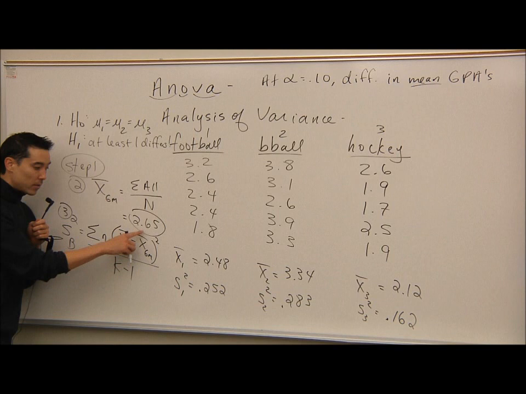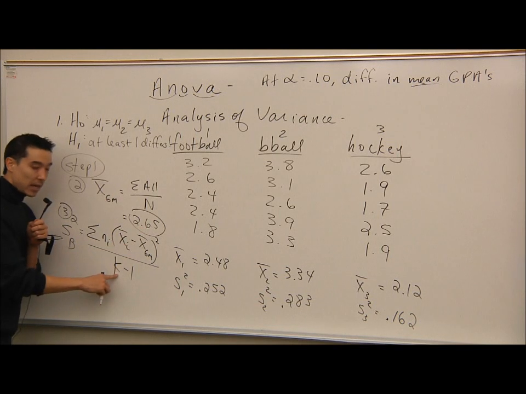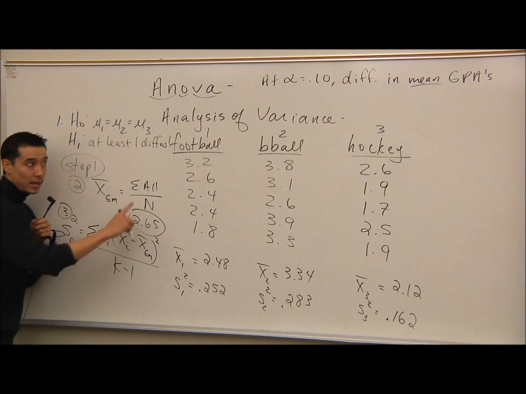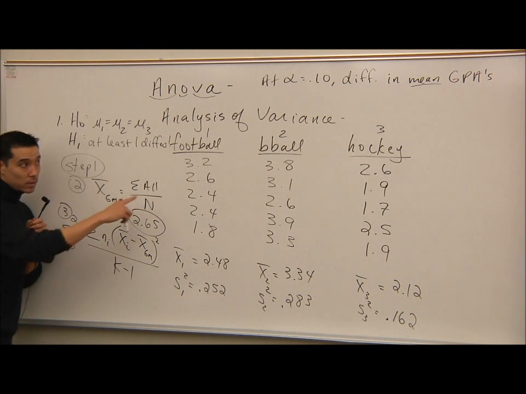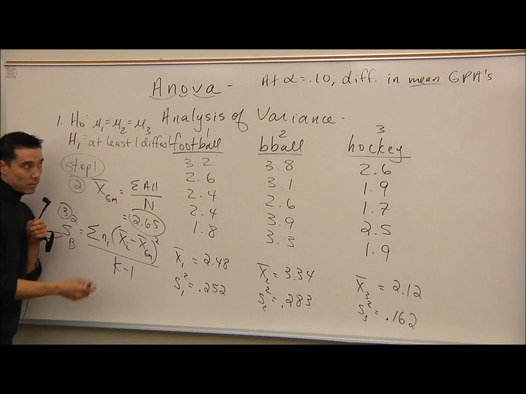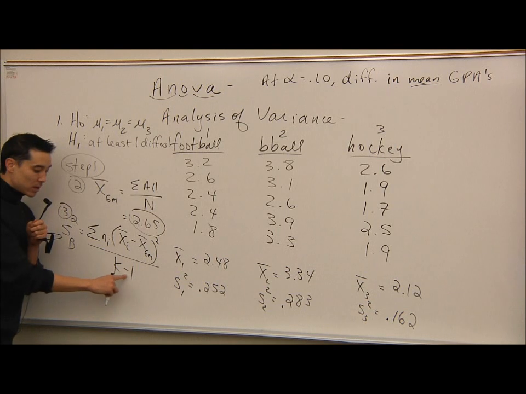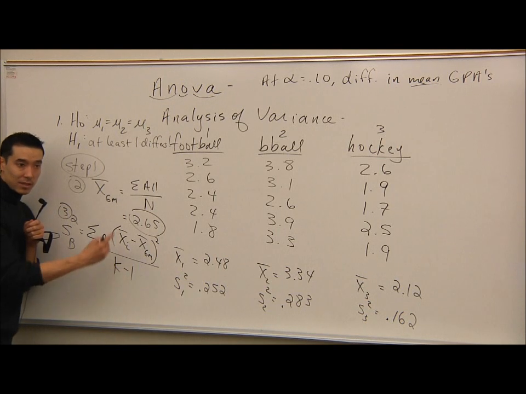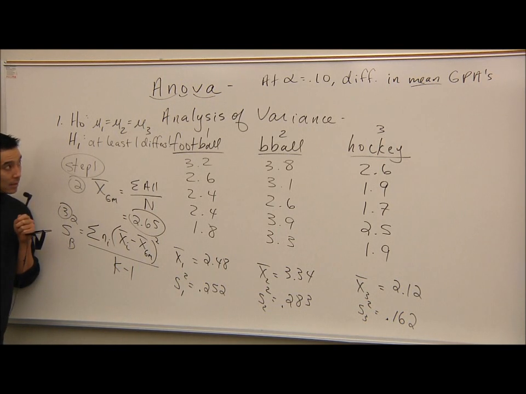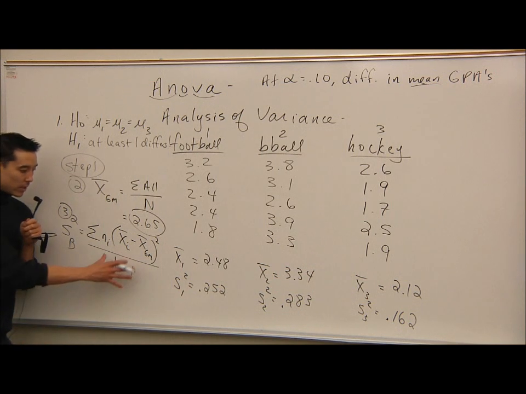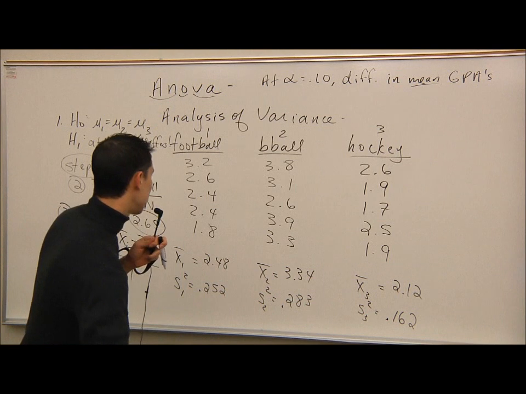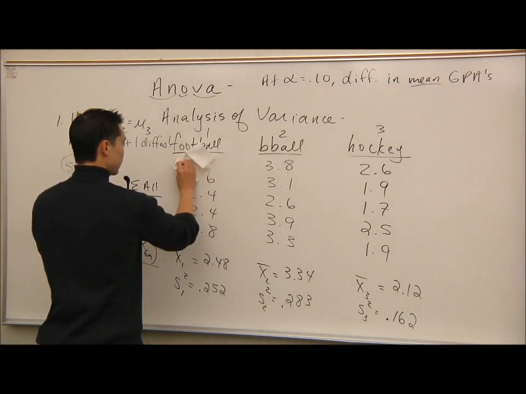X bar GM is always the same, it's 2.65. K, if you remember from before, that's the number of groups. Okay, we looked at, in goodness of fit test, it was the number of categories or the number of groups. In this case, we have 3 groups because there's 3 distinct: football, basketball, and hockey. So 3 minus 1 will be 2, and that'll just always be 2 for this problem. Okay? All right, I'm going to erase a little bit just so we can start working on that formula. So let's erase the sample stuff.